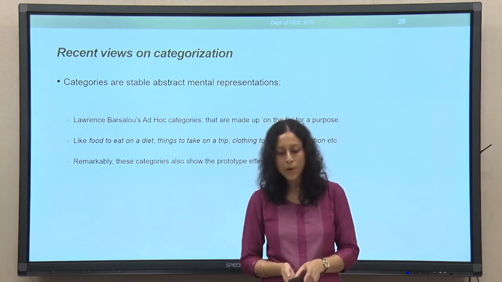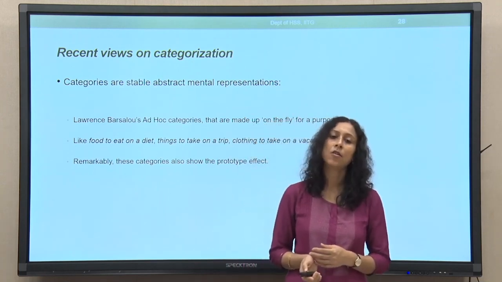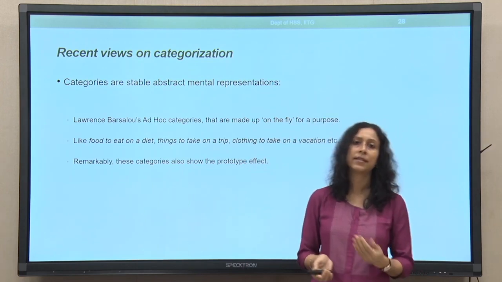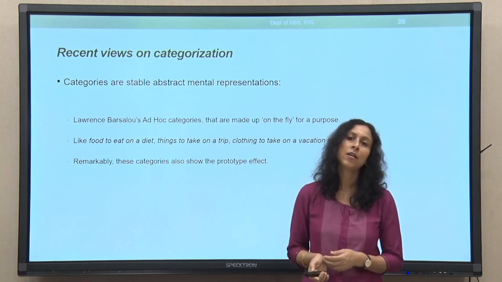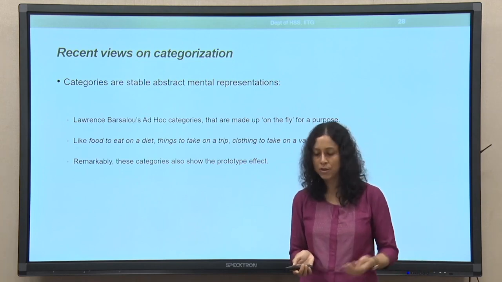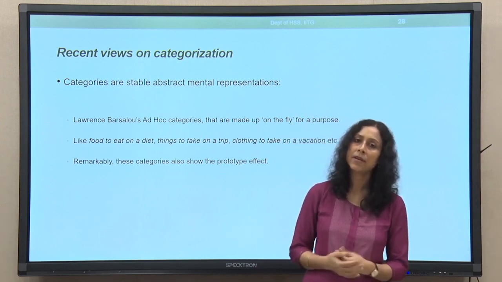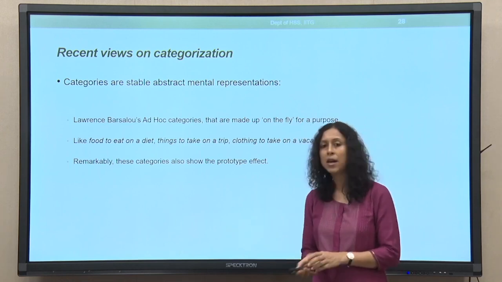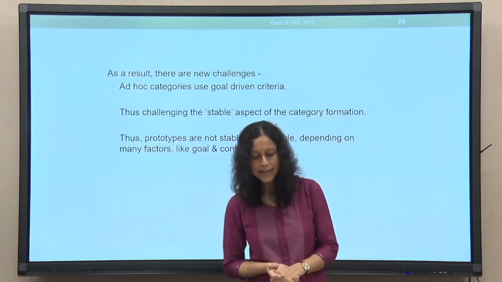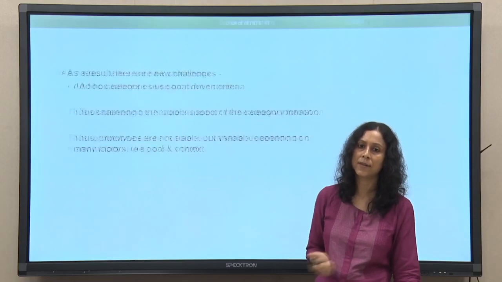So, this is where a very important theoretical position comes in. But even here, remarkably, the categories also will have a prototype effect. So, there are kinds of clothes that you cannot take or will preferably not take on a vacation, there are preferable dress codes, preferable items, preferable kinds of shoes and so on and so forth to take. So, even when you are creating a category which is not stable, the category based entirely dependent on context and goal, even then there can be a prototypical effect. So, as a result of which there are new challenges. Ad hoc categories use goal driven criteria and thus challenge the stable aspect of category formation. So, categories are not stable, but variable depending on many factors like goal and context.